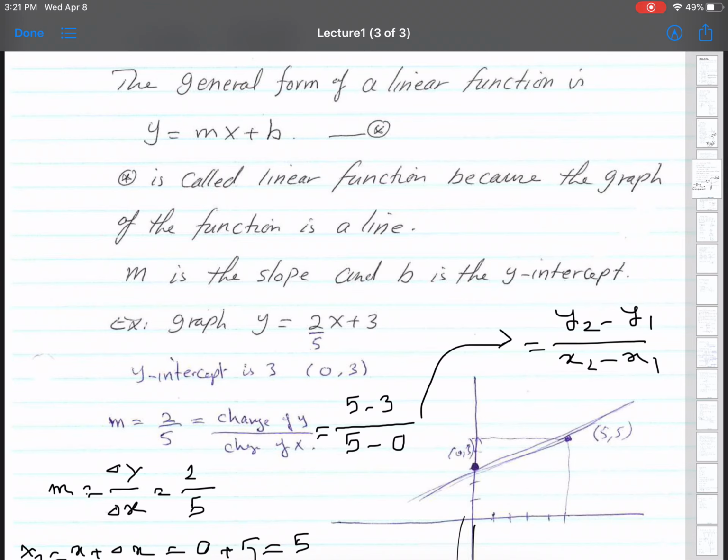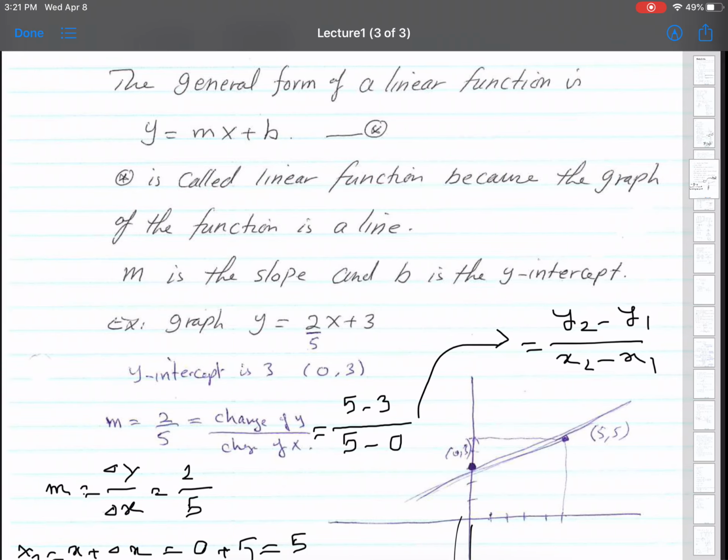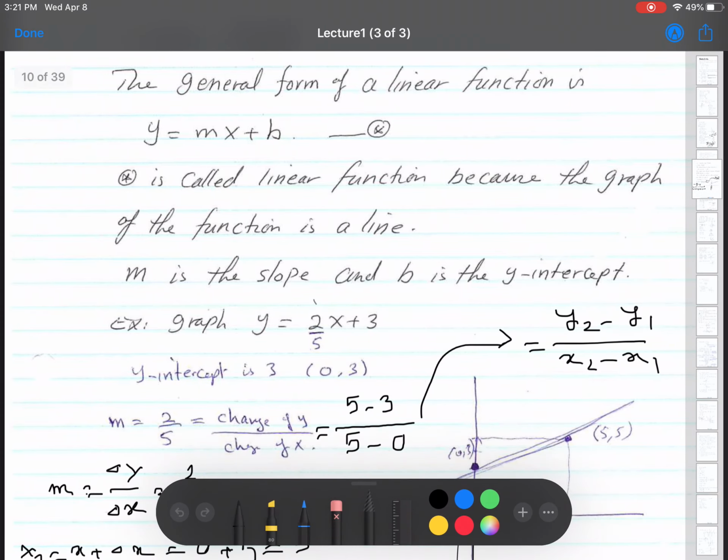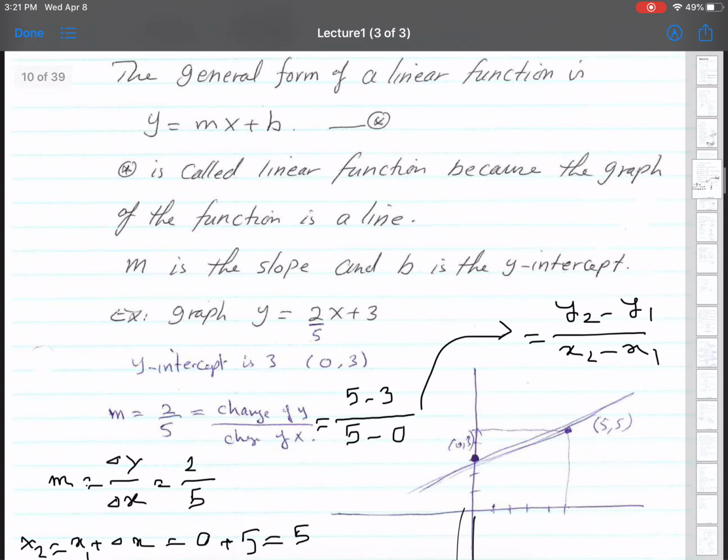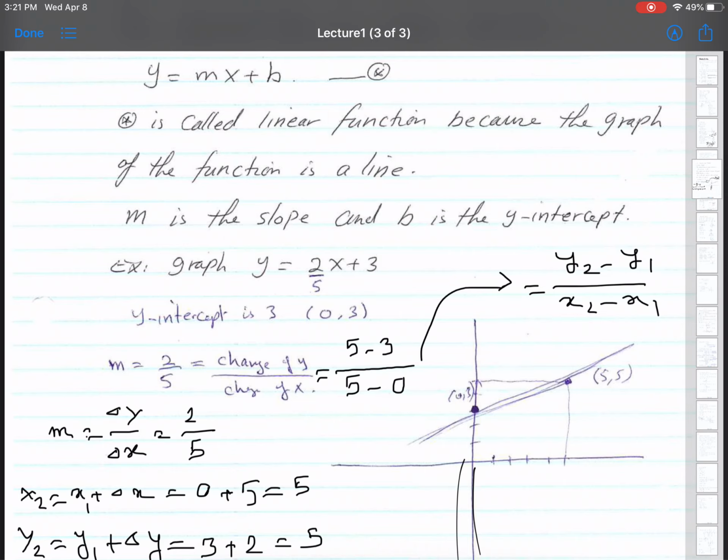So let's think we have a function given, this linear function y equals 2 over 5 x plus 3. So 2 over 5 is the slope and 3 is the y-intercept. So we can write the y-intercept as (0, 3), because at the y-intercept x is equal to 0. Okay, so we know one point is (0, 3).